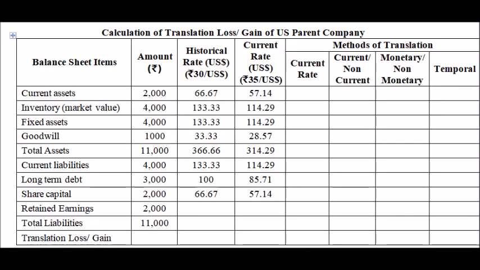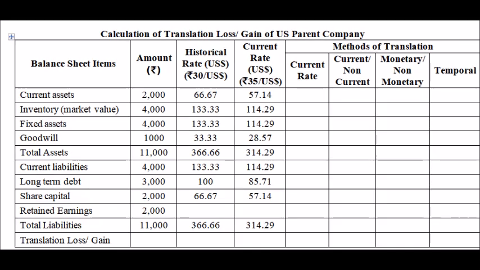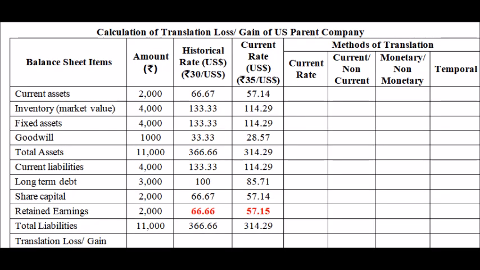Now calculate the total assets under historical rate column. We get 366.67. Similarly, calculate total assets under current rate column. We get 314.29. Write both the totals for total liabilities under both the columns, that is 366.67 and 314.29. Calculate retained earnings, that is the balancing figure. We get 66.66 and 57.15.